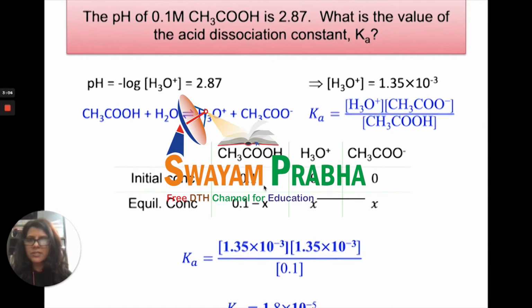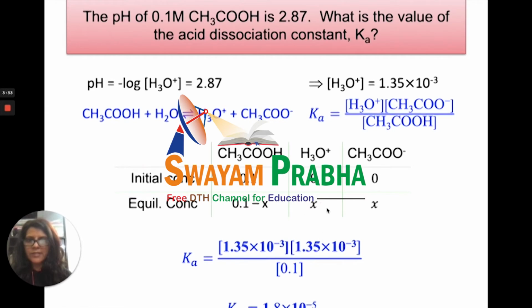What is the initial concentration? The initial concentration of the acetic acid is given as 0.1 molar. Initially H plus and acetate will be 0. Let's assume X amount of it has dissociated. You will be left with 0.1 minus X as the equilibrium concentration, X of the H plus and X of the acetate ion, right?